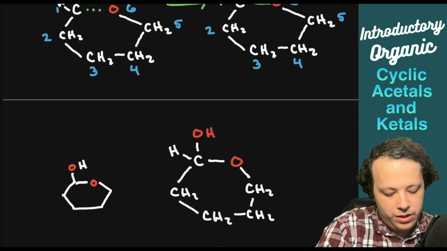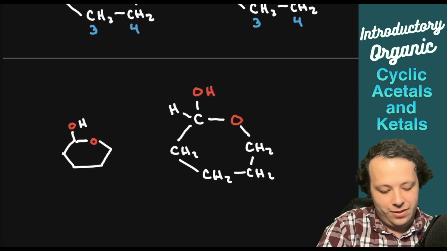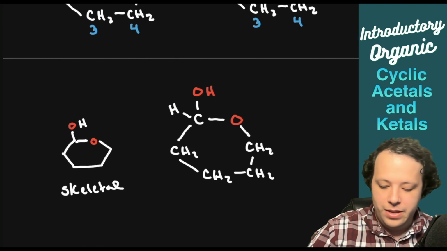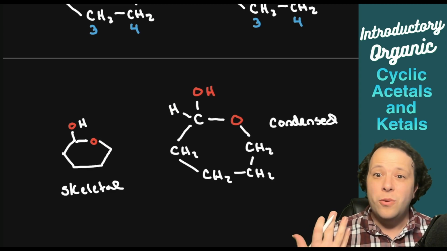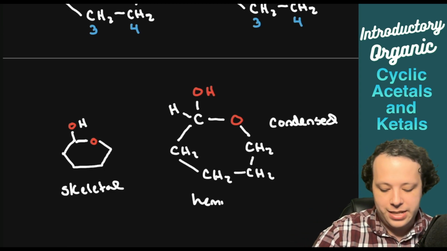So this is what it would look like, right? Both as a geometric and a condensed. Okay, so we have our skeletal or geometric structure, and then we have our condensed structure. All right, now what is our next step? Well, this is where we made a hemiacetal.